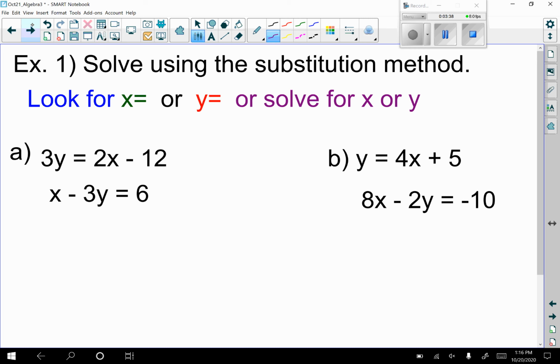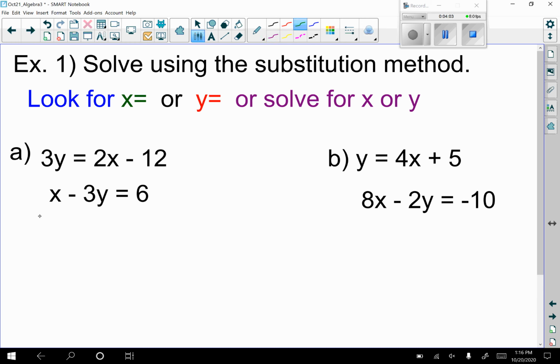All right, so for this first example, we're going to solve using the substitution method. After a while, you guys are going to choose which method you prefer. To me, I think it's always easiest to use the elimination method, unless it's set up for us to use substitution. So when we use substitution, we either need to look for or get one of the equations to say x equals something or y equals something, or we have to solve for x or for y.